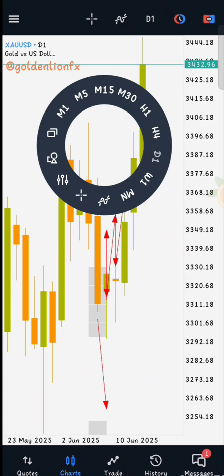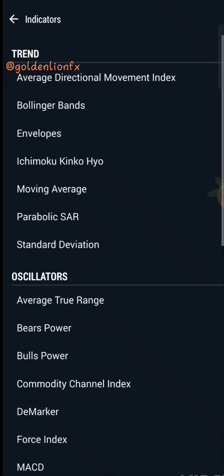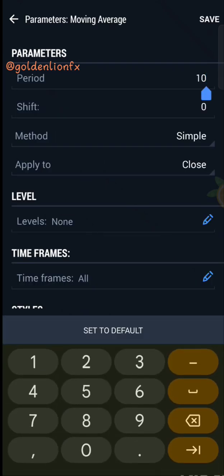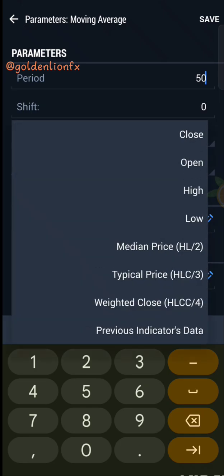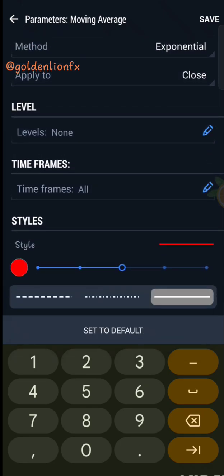First of all, you come to indicators, and then you add Bollinger Bands. You leave them at the default settings, you save. Then the next is the moving average. You add a moving average. For example, we shall start with moving average 50. Now EMA 50, that is the period. Set the method to exponential and apply to close. Okay, then it's up to you.